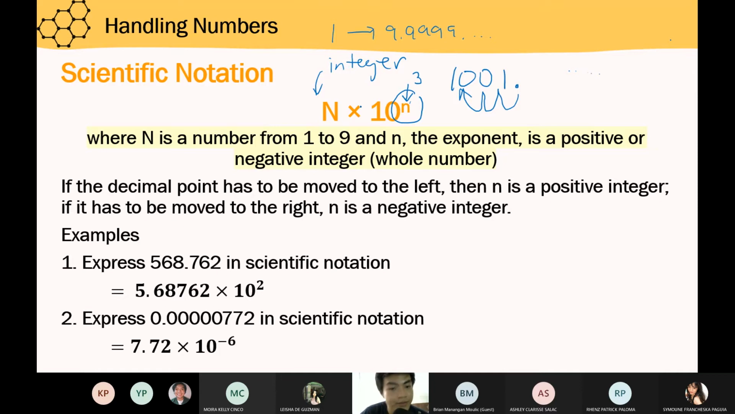Okay? So the exponent n, what is that? It tells you how many decimal movements you made to get the final answer. How many steps you made to the left or to the right to get the scientific notation you want. Okay, so these are the common questions there.